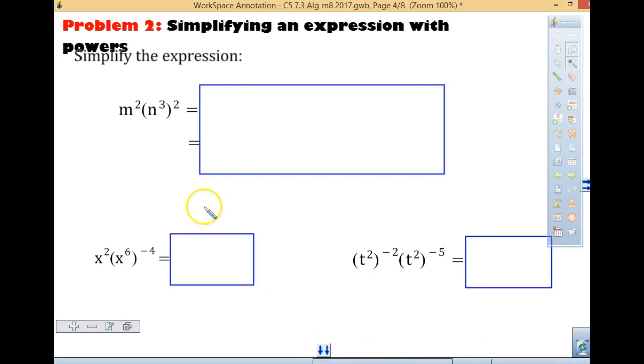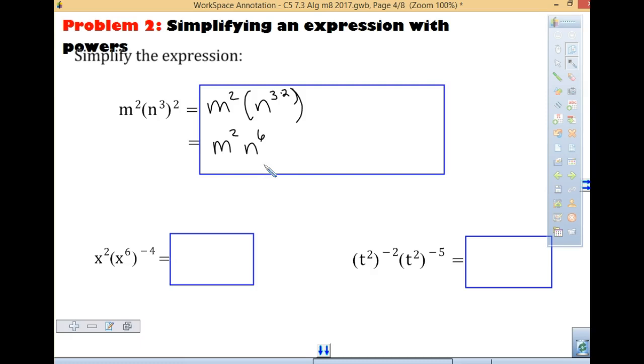So top of the next page, we're going to look at this one. As you're filling in your notes, we are going to put our m to the 2nd first. That stays the same. Then we are going to put n, and we have 3 times 2, right? We're going to multiply because those were power to a power. So I have m to the 2nd and n to the 6th. Am I done, or can I combine those together? Can I make it mn to the 8th? No. Different bases. It has to stay the same.